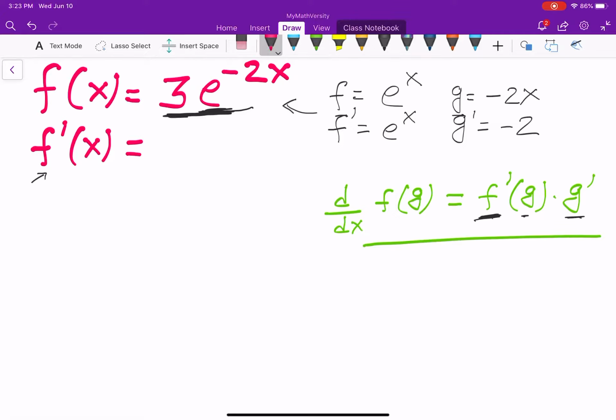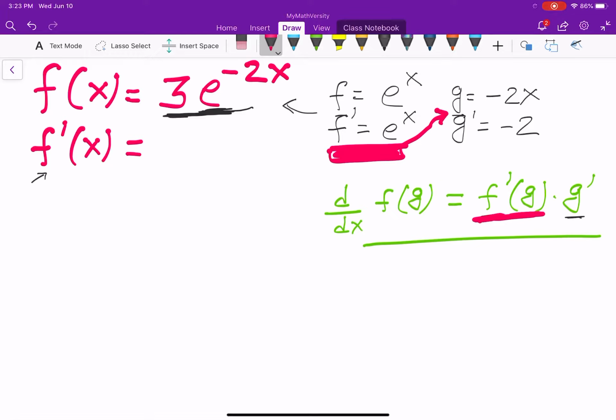So what is f prime of x? On the rule, you can see we need to first write down f prime, and f prime is e to the power x, but you know that this f prime has to be evaluated at g. So this is our f prime, and we need to evaluate that at g. So make sure you understand that.